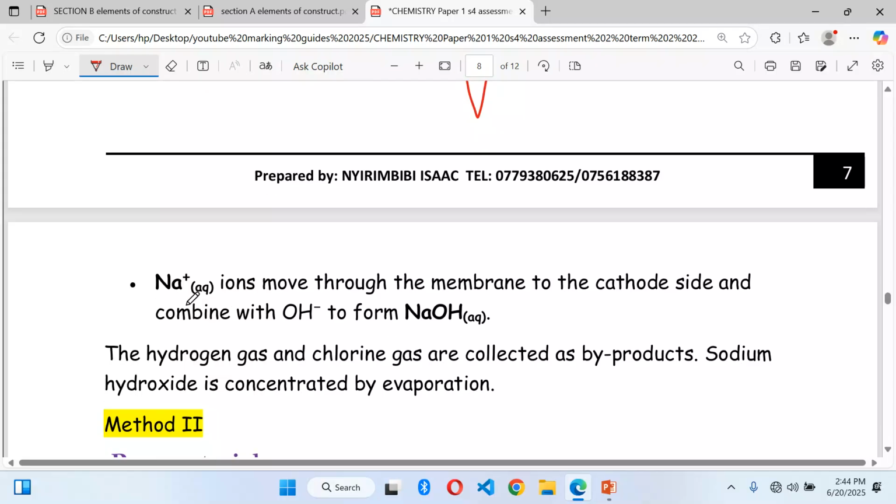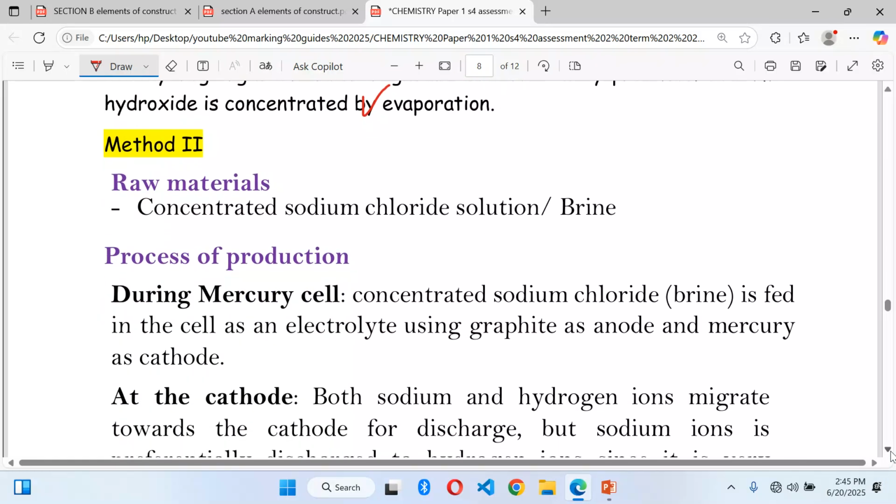Then the sodium ions move through the membrane to the cathode side and combine with hydroxide to form sodium hydroxide. Good. Now I believe we can see that we have gotten our sodium hydroxide. The hydrogen gas and chlorine gas are collected as byproducts. The sodium hydroxide is concentrated by evaporation. So at this stage we can collect our product. That was the membrane cell.